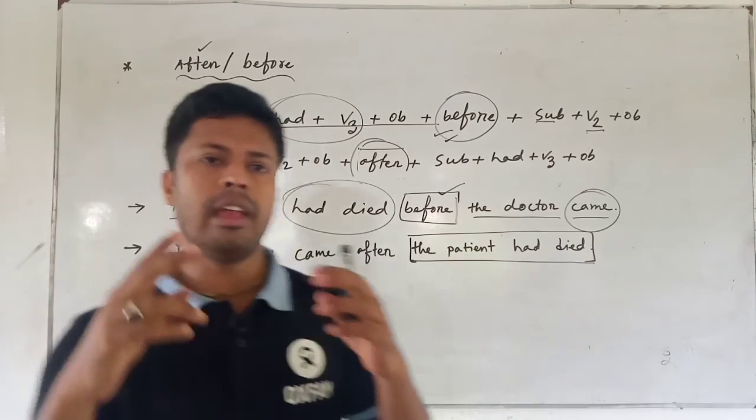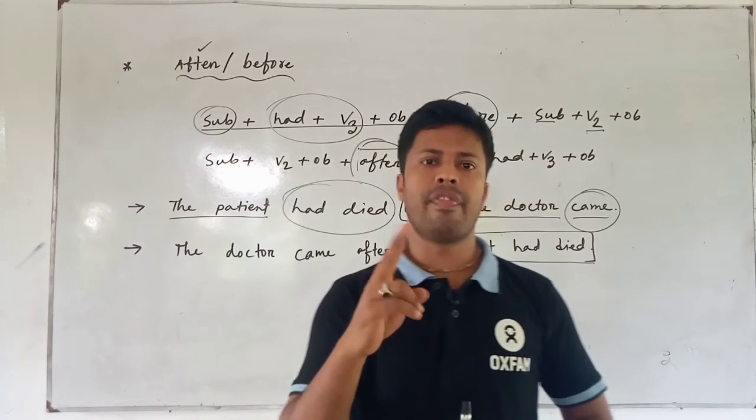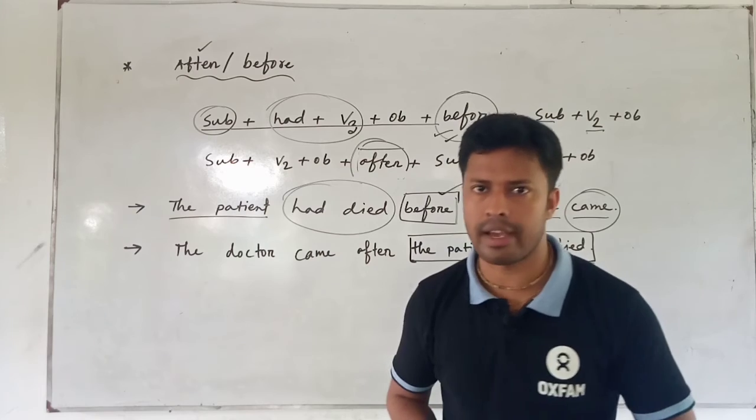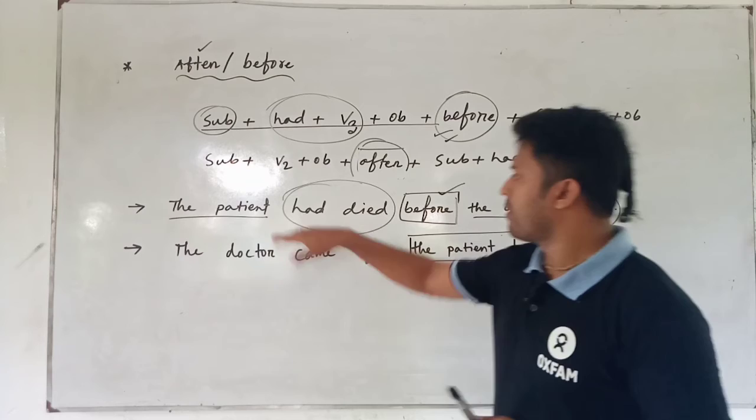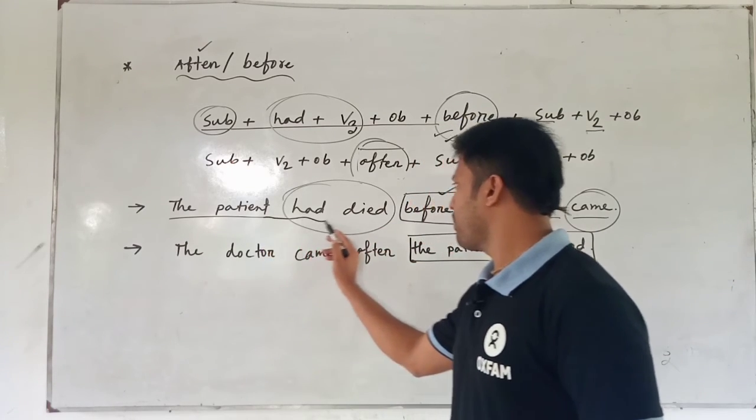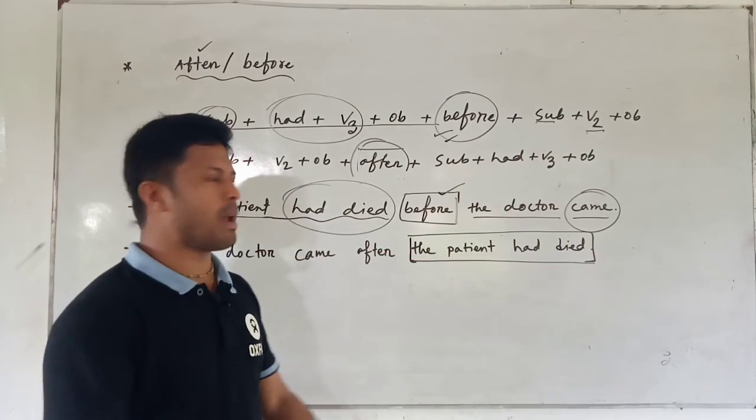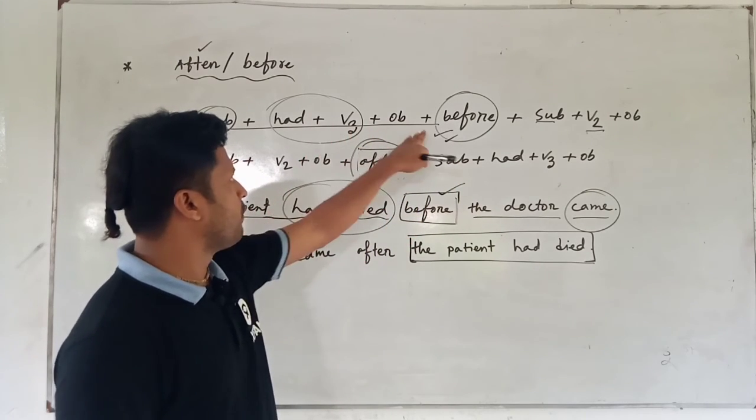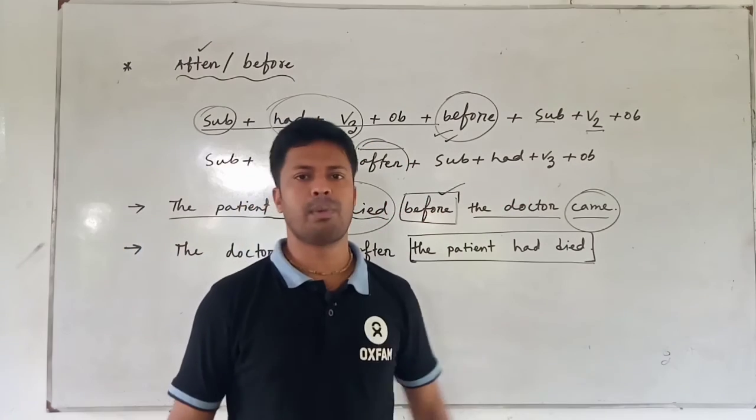In this sentence, when we use before as a conjunction, there are two sentences, two clauses. Now you can see here I have written this sentence with before. The first part of before is in past perfect. You must remember that with after and before, the first part of before should be past perfect and the last part of after should be past perfect.